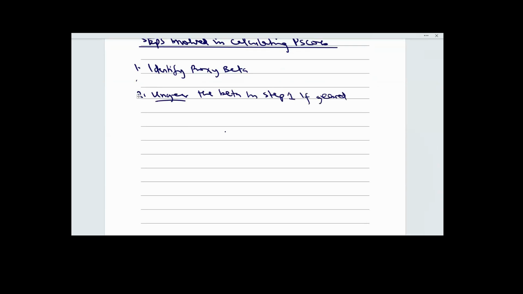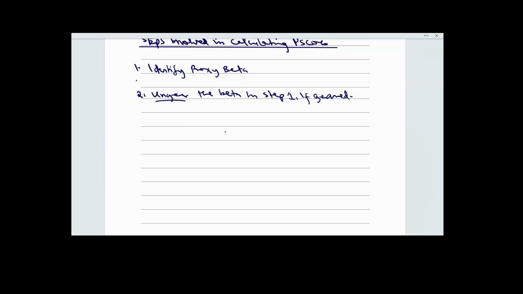All right. So if the beta in step 1 is geared, you need to ungear it. So how do you ungear? Let me show you. How do you know that the beta is geared? Let me write that. If geared. So, like I said, how will you know that the beta is geared?